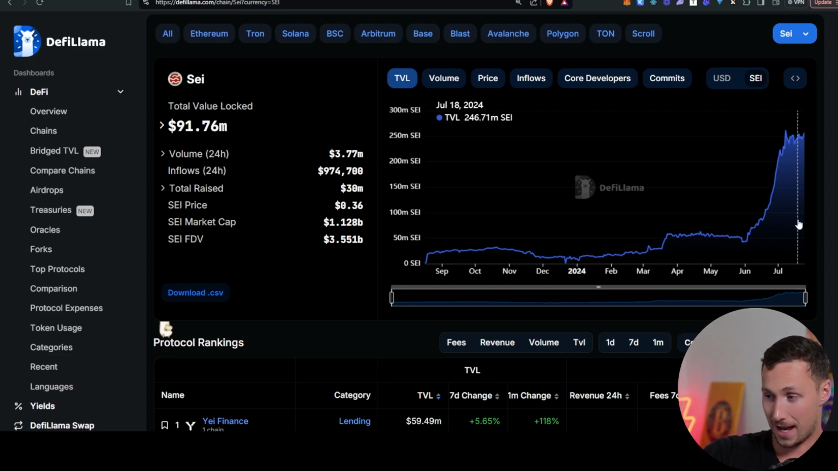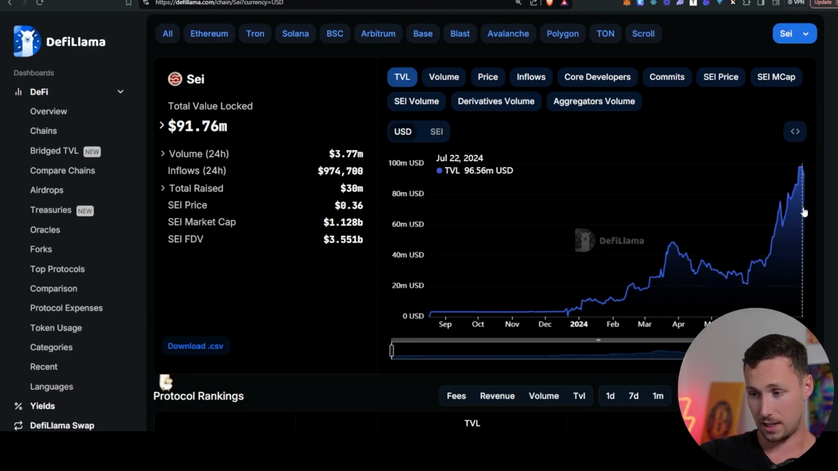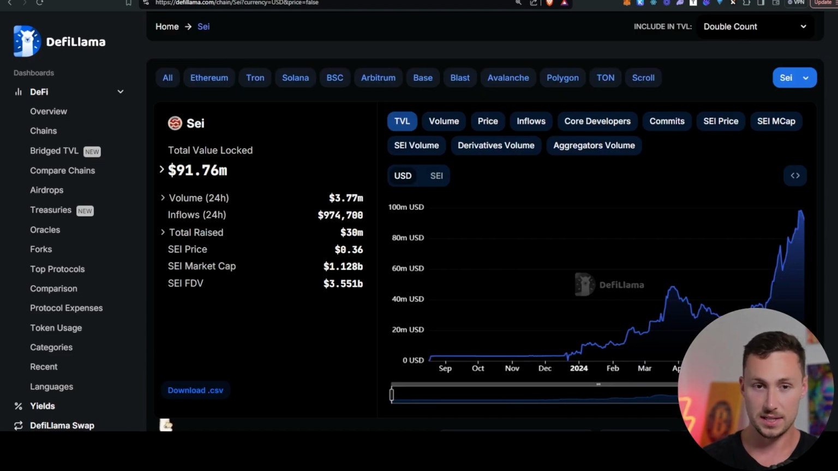However, at least over the past few weeks, it seems to have been stagnating in terms of Sei, whereas in terms of USD, it has continued to go up. And so what that means is that probably, at least over the past week or two, this growth was driven by an increase in the Sei price.